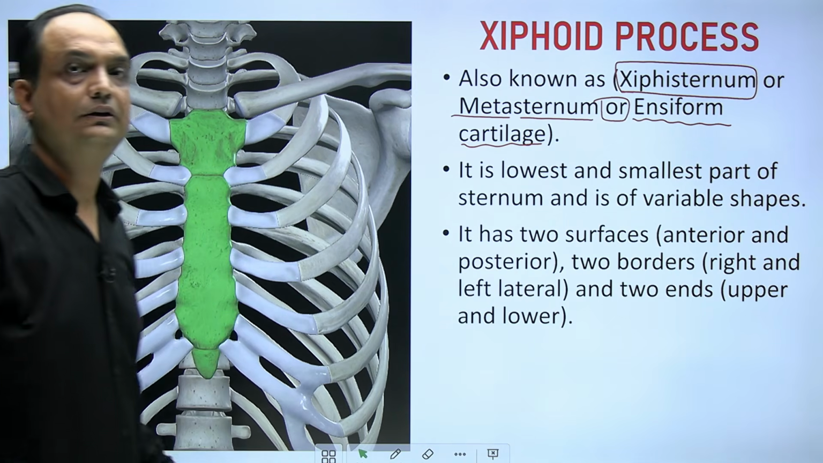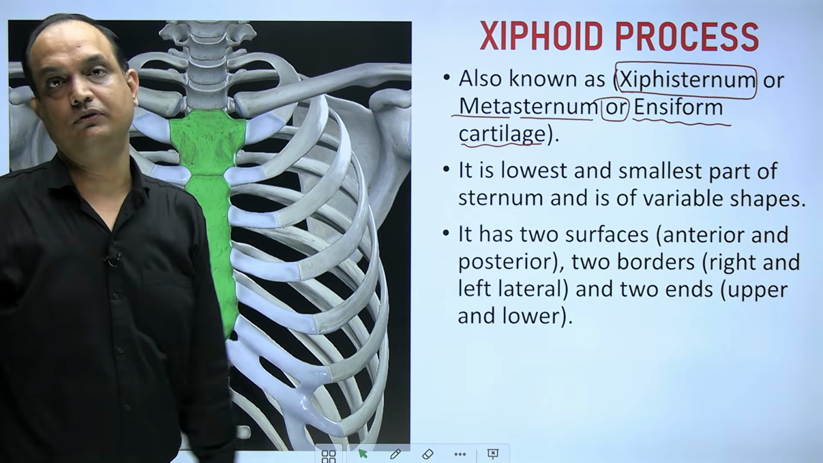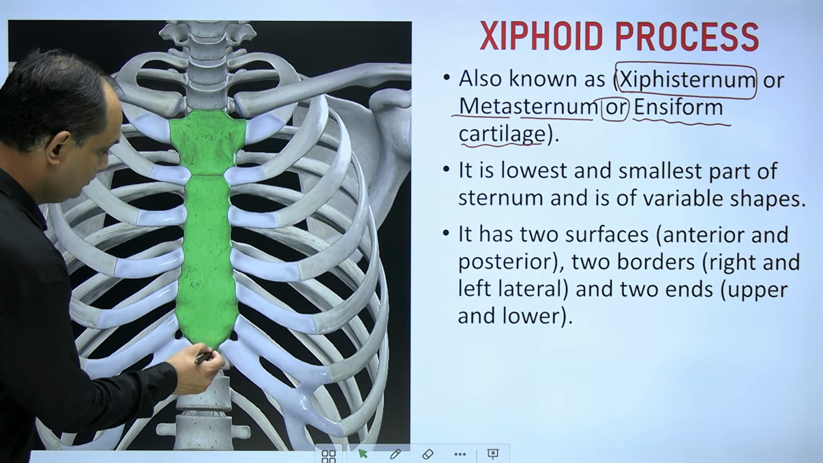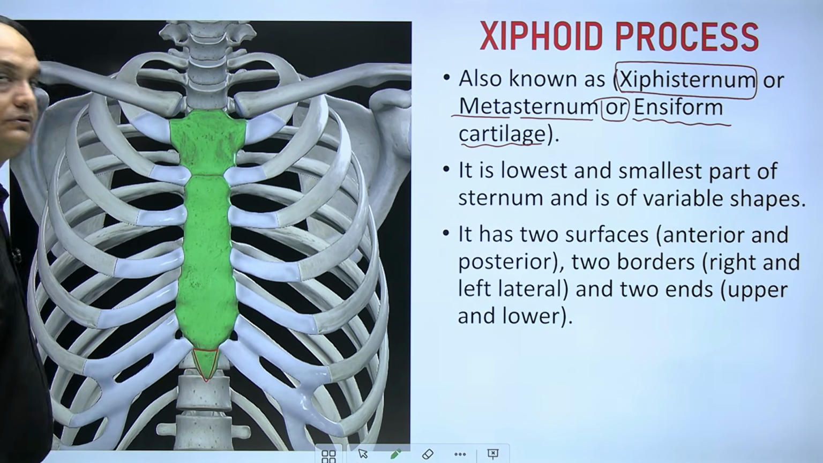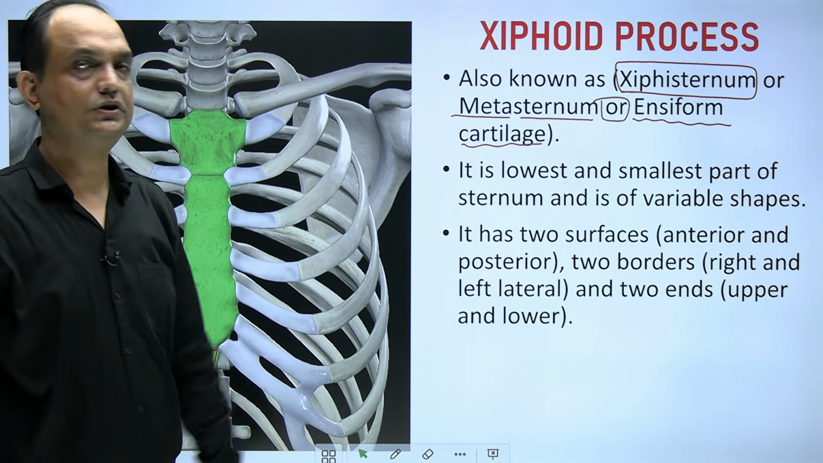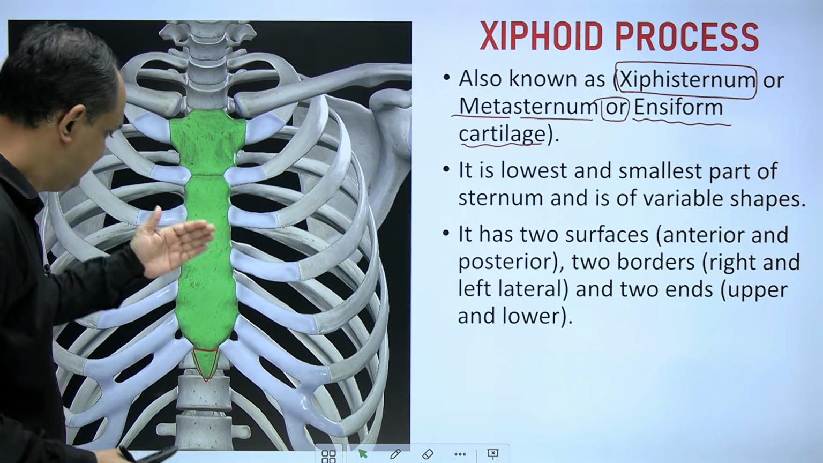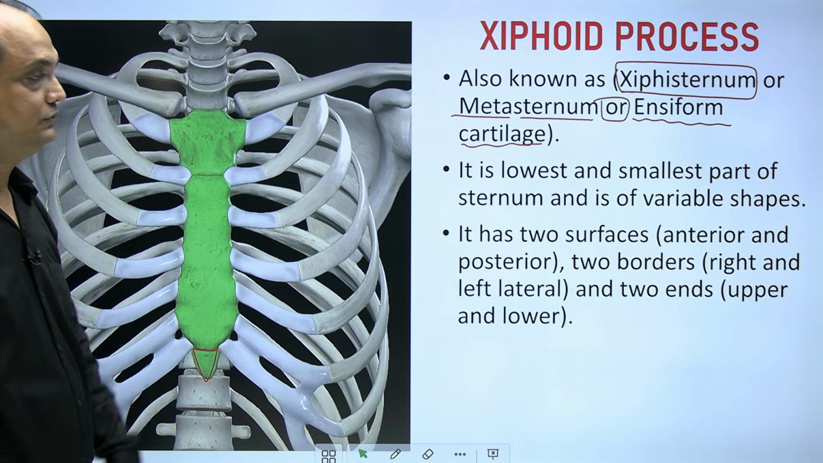Clear? So these are the few names for your exam: metasternum and ensiform cartilage. This is the lowermost end of your sternum, which is known as the xiphoid process. It is the lowest and the smallest portion, and it has 2 surfaces: this is the anterior surface, and deep is the posterior surface.